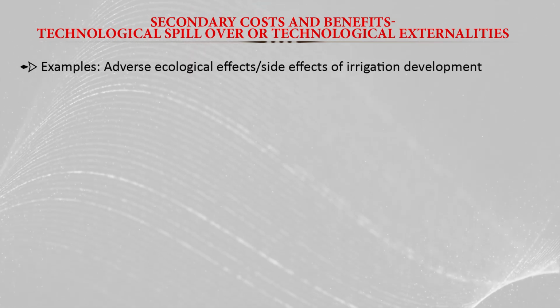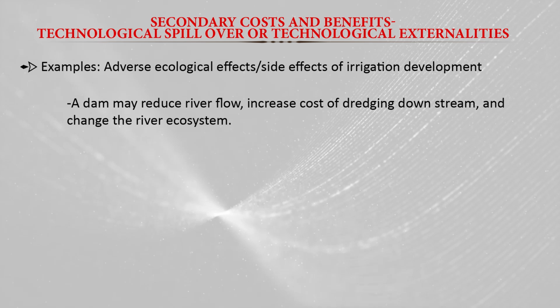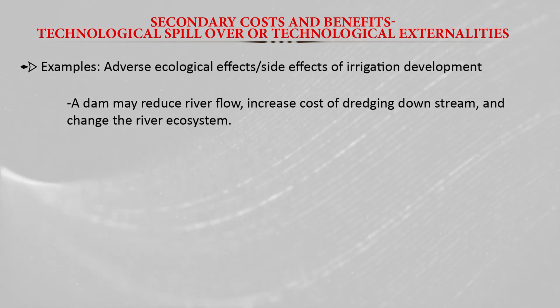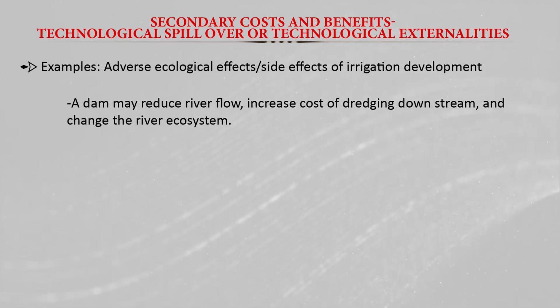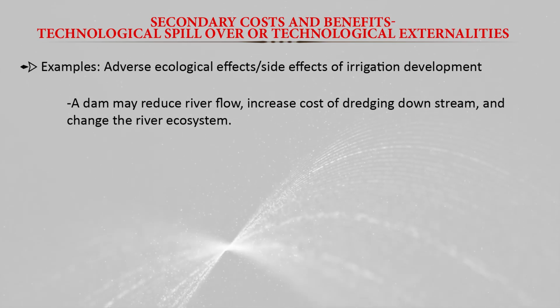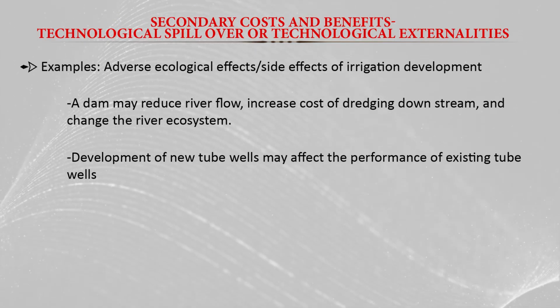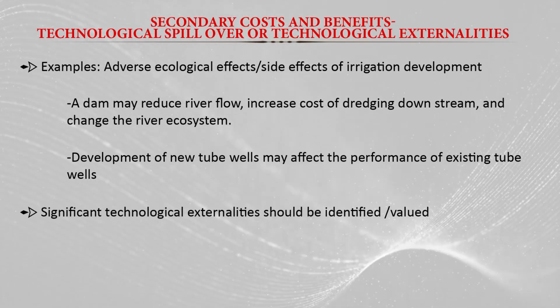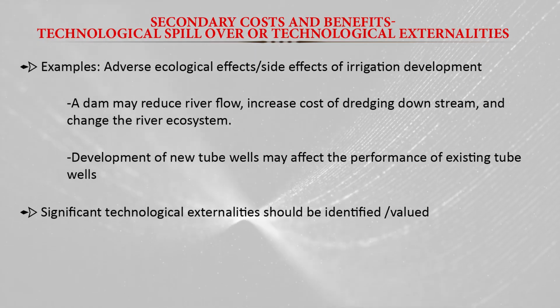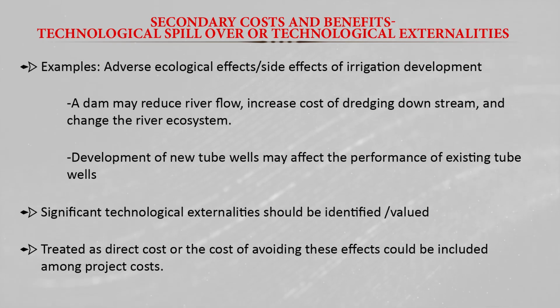So we can treat that complete project as a land settlement project. And there are some technological spillovers or technological externalities in agriculture projects, like adverse agroecological effects or side effects of the irrigation project. A dam may reduce river flow, increase the cost of degrading downstream, increase the cost of cleaning the water stream, or change the river ecosystem; that is a kind of technological spillover or externality. Development of a new tube well may affect the performance of the existing tube well, so that is also a technological externality. Significant technological externalities should be identified and valued, and they are treated as a direct cost, or the cost of avoiding these effects could be included among the project cost.